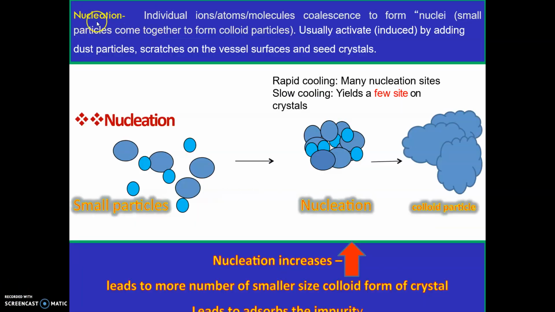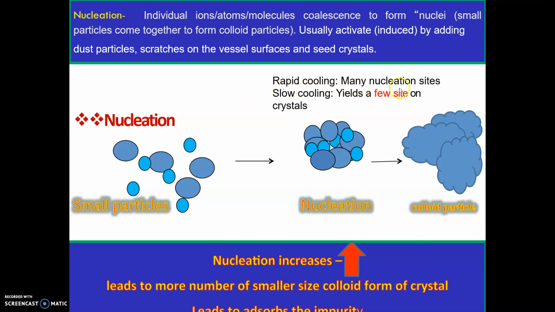So what is meant by nucleation? Nucleation occurs when individual ions, atoms or molecules coalesce to form nuclei, which are small particles that come together to form colloid particles. It is usually induced by adding dust particles, scratching a vessel, or adding a seed crystal. So when nucleation occurs, we form small particles. If you have more nucleation, you get colloid particles.